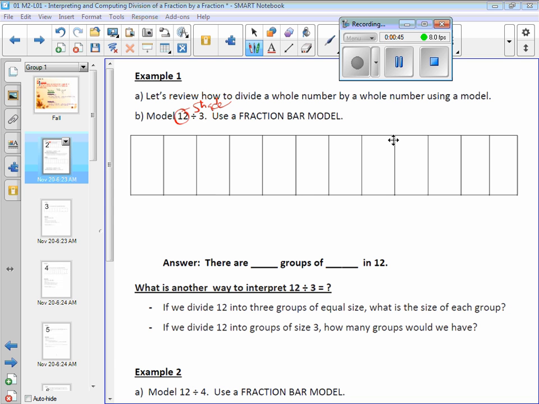Each box is worth how many? What's the value of each box? I do want you to raise your hand for that. Everything has a value of 1, so put 1s in there. Like I said, I'm going to take you through the basics.